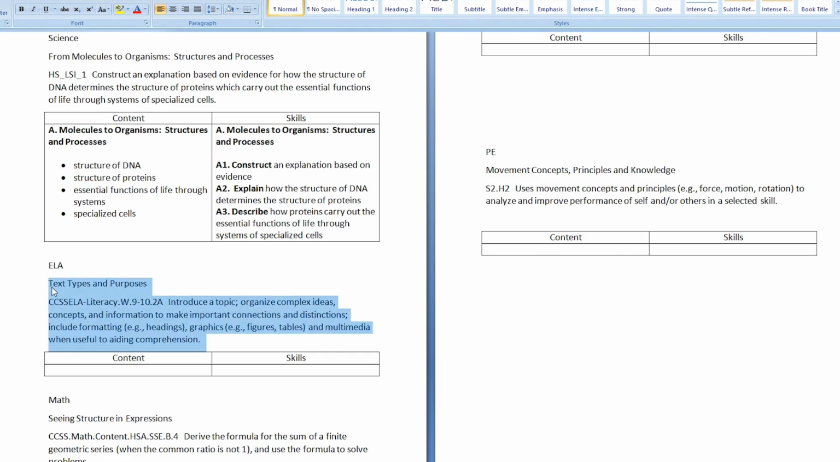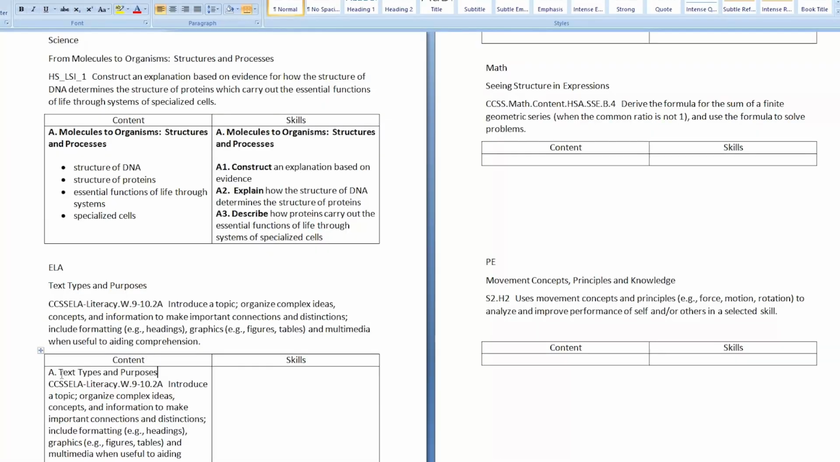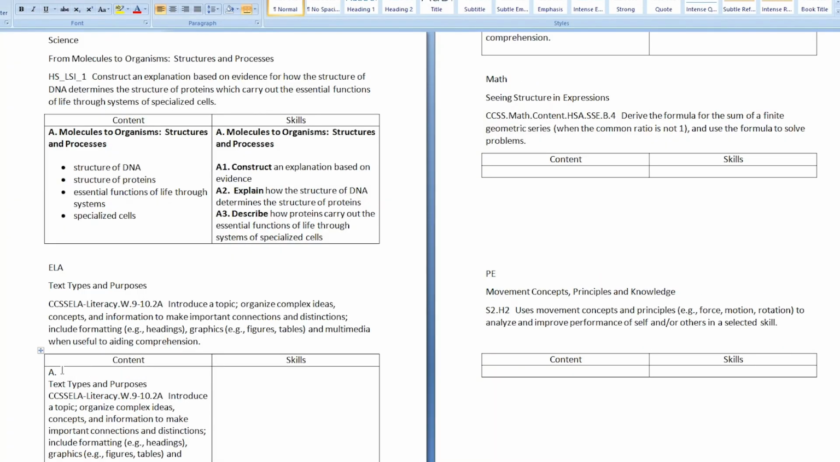I can take the whole heading and the standard at the same time. Again, I'm going to put my A in for text types and purposes. Usually in this case, with these particular standards, my heading here would be writing. So this particular standard comes from the Common Core State Standards for Literacy. So the headings I tend to use in my unpacking are the reading informational, reading literature, reading foundations for K through 5, writing, speaking and listening, and language. I tend to use those for my alpha heading.